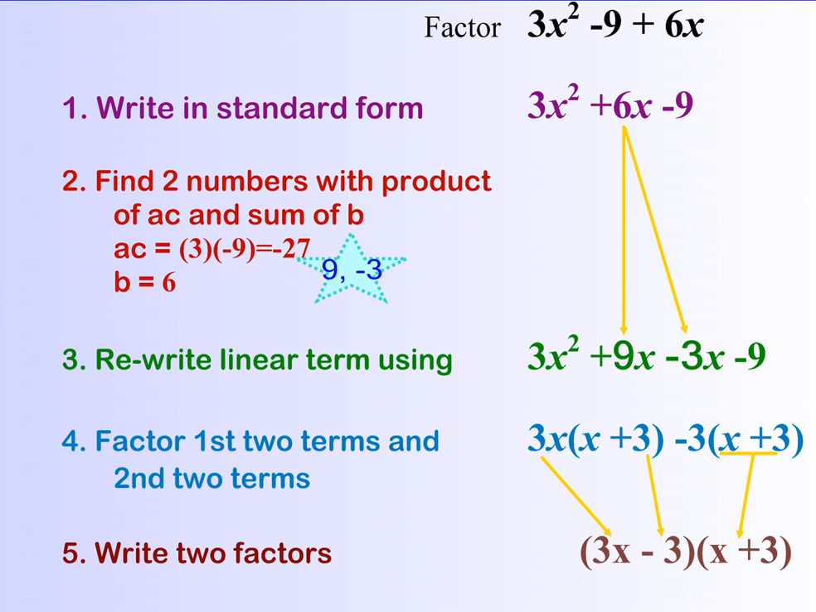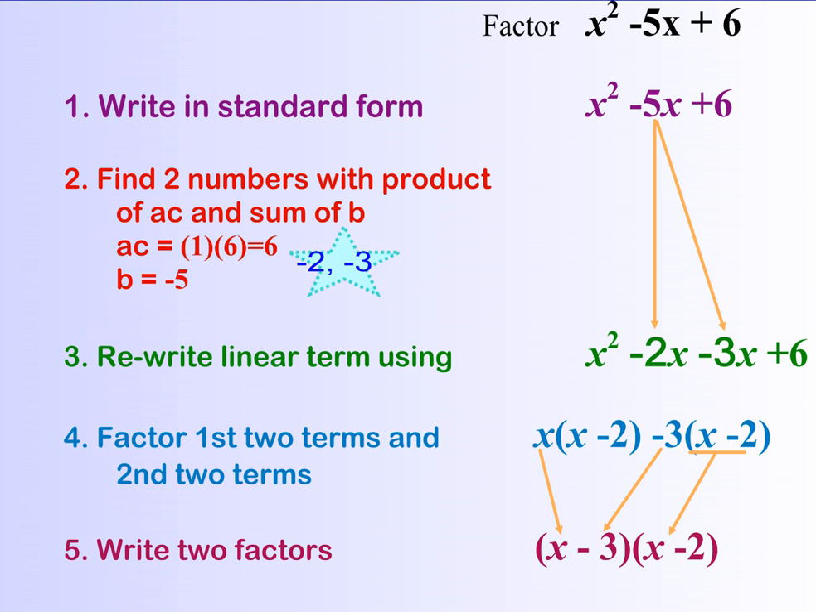Here is another example for you, worked out and labeled so that you can see the direction. 3x squared minus 9 plus 6x. First, they've rearranged it in standard form, and then we can follow the steps to arrive here at the bottom with 3x minus 3 and x plus 3. Here is yet another example for you to take a look at. Feel free to pause the video and work them out on your own to make sure that you're coming up with the same answers.